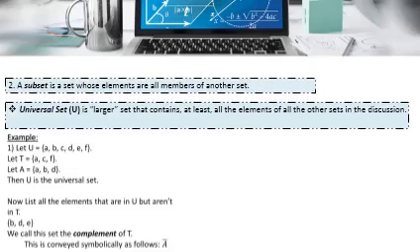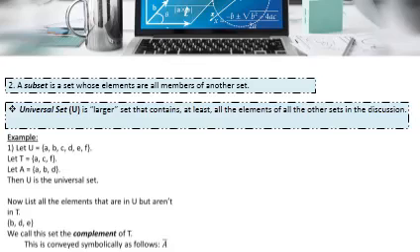And now we have a subset. A subset is a set whose elements are all members of another set. This other set is called the universal set, which is larger and contains at least all the elements of the other sets in the discussion. If we take an example, we have set U, the universal set, which contains A, B, C, D, E, and F. T, which contains A, C, F, and A, which contains A, B, D, are subsets of U. Why? Because the elements of set T and the elements of set A belong to U.